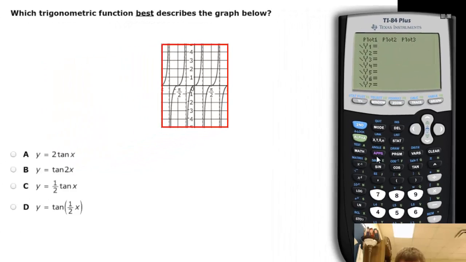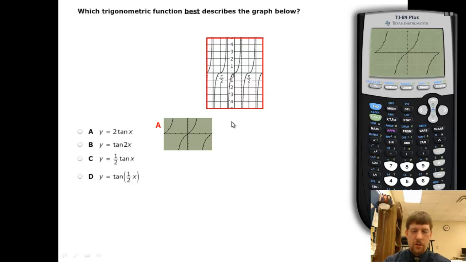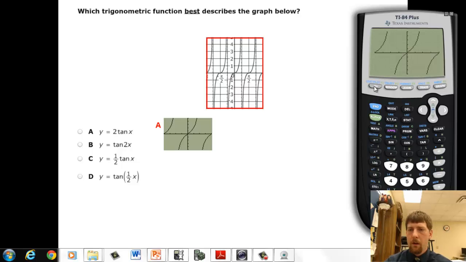So I'm just going to key in my choices one at a time. Start with the first one, 2 tangent of x. If I graph it, I get this picture right here. I get a half, a whole, and a half. Well, that's not what I'm looking for. I'm looking for half, 3 wholes, and a half. So there's choice A. Doesn't look right, but we'll hang on to it.